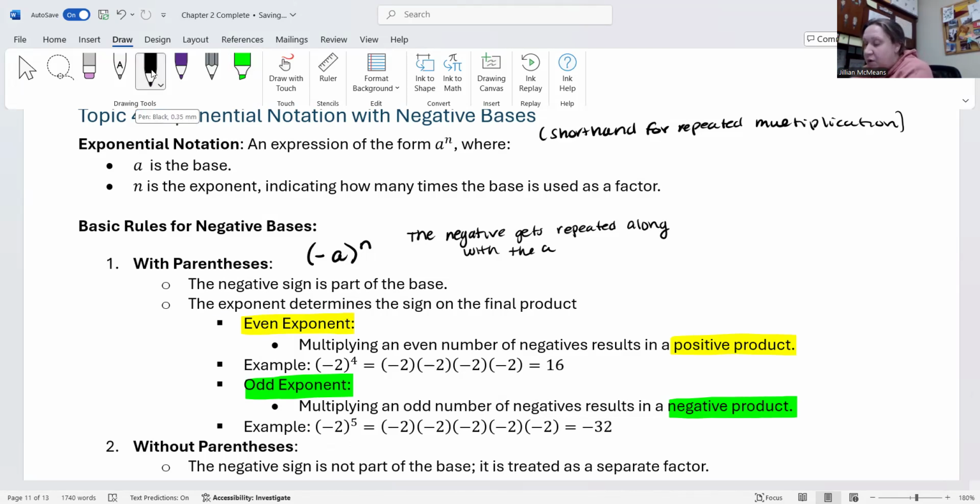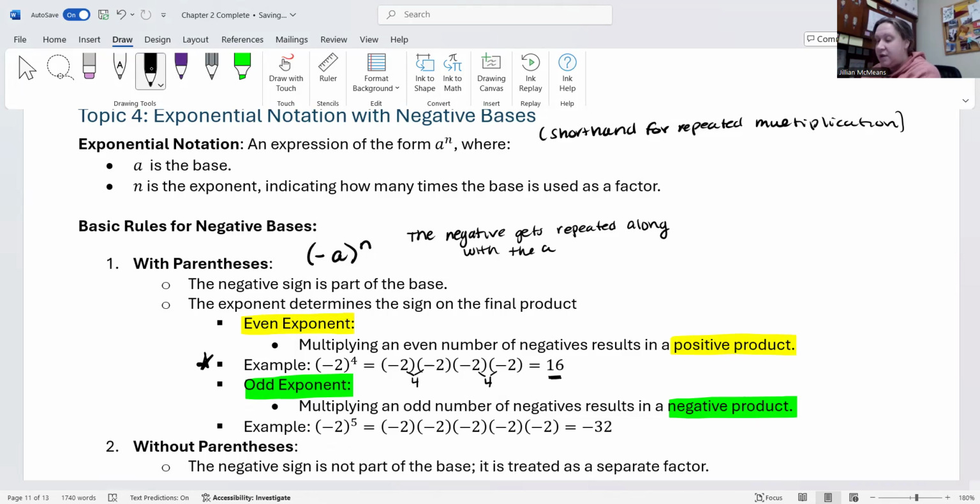For an even exponent, we look at (-2) in parentheses to the fourth power. That negative and that 2 are tied together. You can't undo them, so the negative gets repeated right along with the 2. So (-2) to the fourth power is -2 times -2 times -2 times -2. The first two factors, -2 times -2, give +4. The second two factors, -2 times -2, give +4. And finally, 4 times 4 gives us +16.